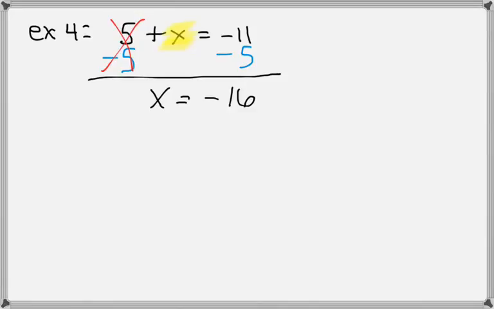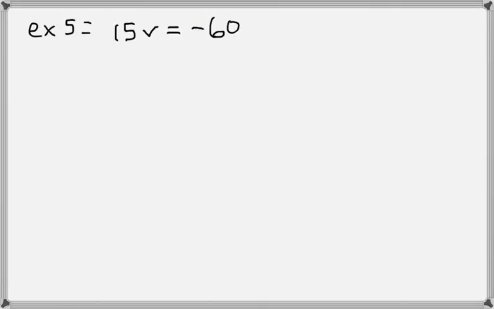So far, all of our examples have dealt with using either addition or subtraction to solve. That is not always going to be the case in one-step equations, so let's look at a different type of example. So here we have a 15v equals a negative 60. Process isn't really going to change. You still need to identify what are you trying to solve for. I'm trying to solve for that v.